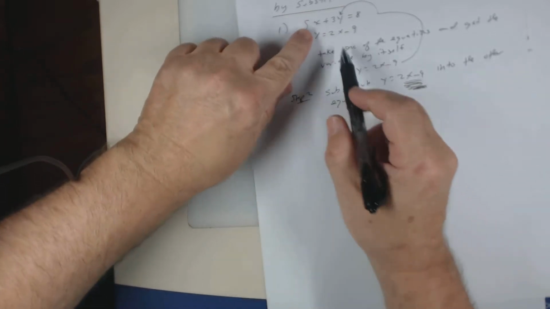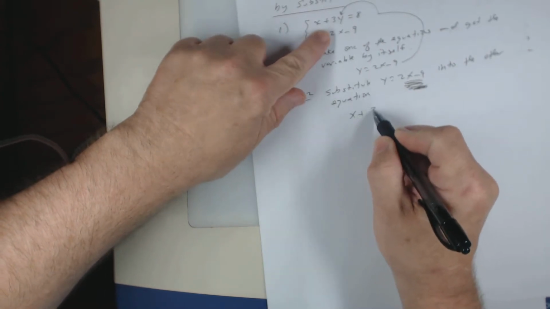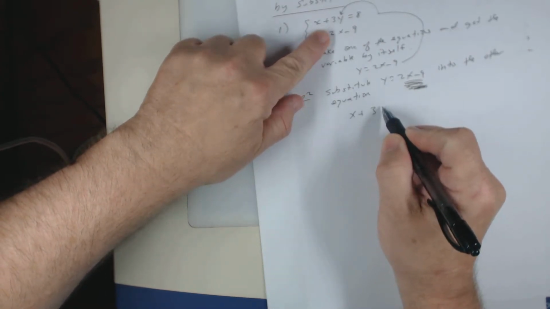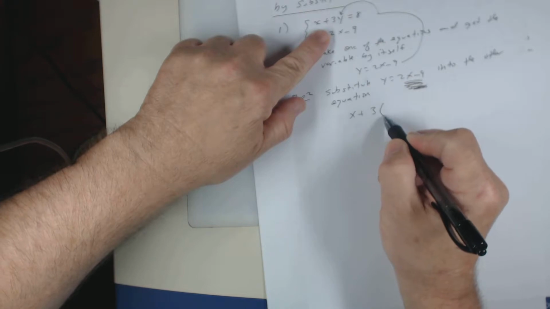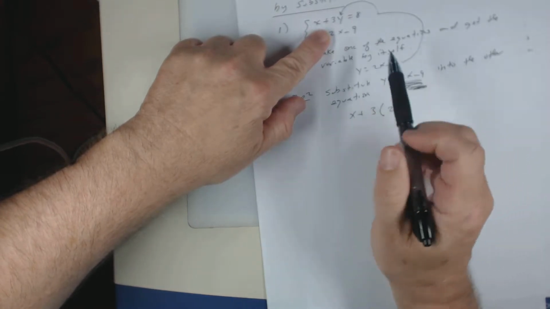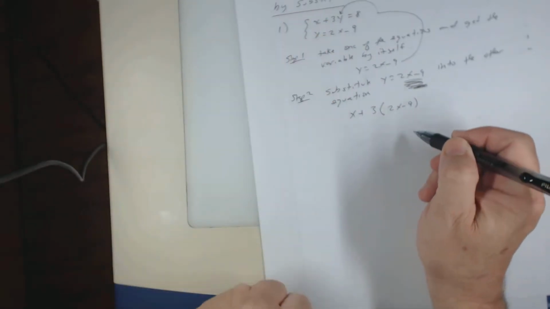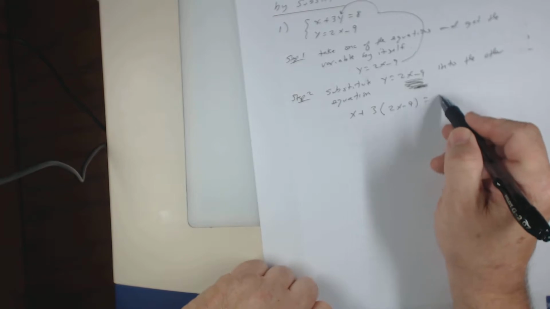So now when I substitute, it's going to look like this. x plus 3 times y. But what is y now? Remember, I have to use parentheses. Make sure you see that, because both terms, 2x minus 9, have to be multiplied by what? 3. Hence the parentheses. And that's going to equal what? 8. All right, so let's go back again.